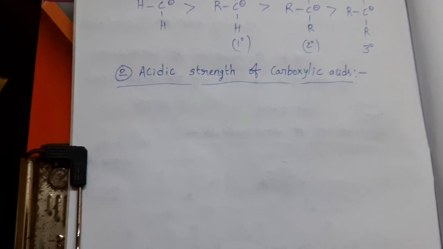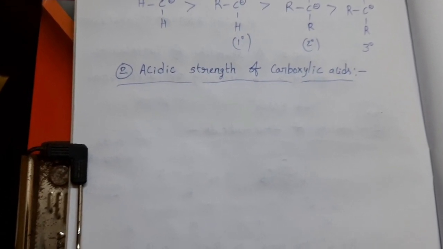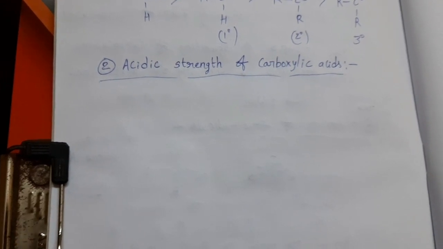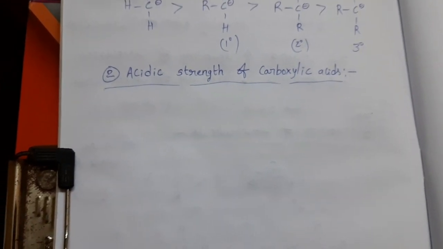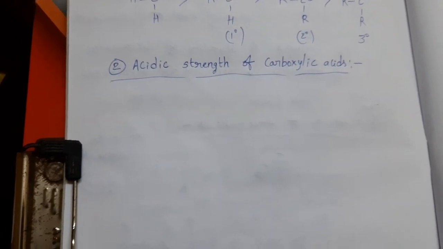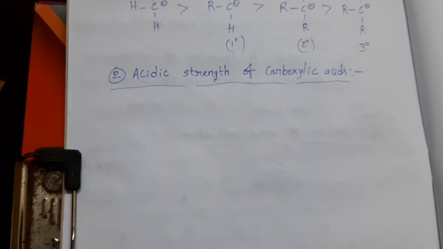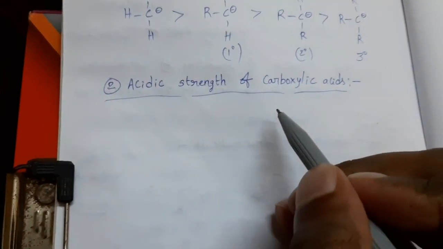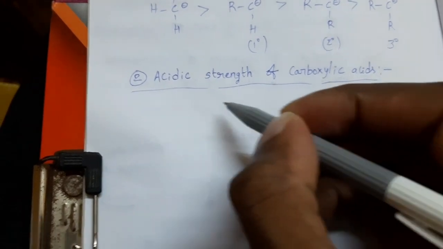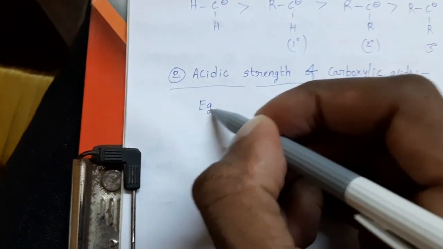Today's class we will learn the effect of inductive effect on acidic strength of carboxylic acids. That means the acidic strength of carboxylic acid is influenced by inductive effect. How can we see? First of all, what is carboxylic acid? The COOH group present in a compound is called carboxylic acid.